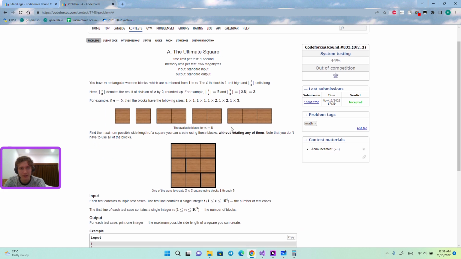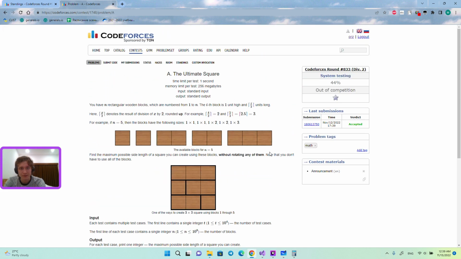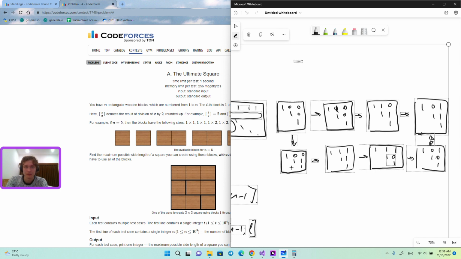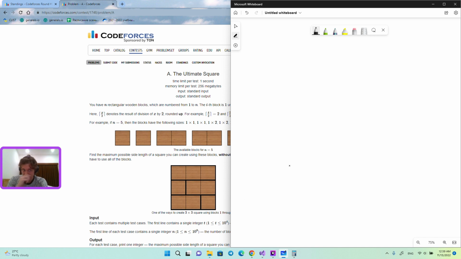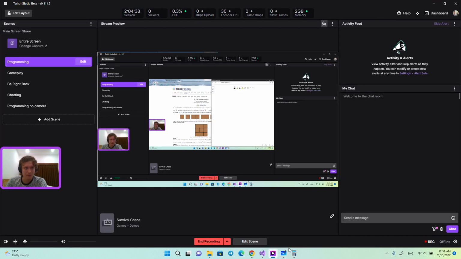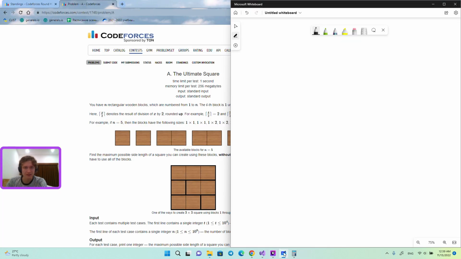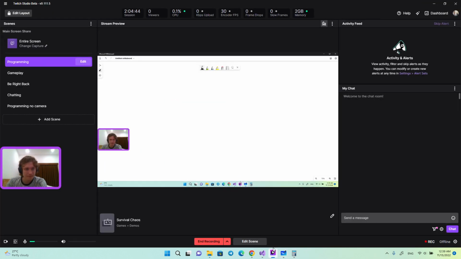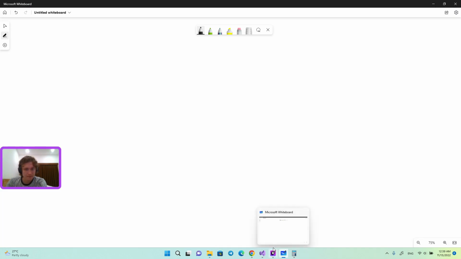Okay, the problem A. You have n rectangular wooden blocks from 1 to n. Where is my face? Ah, it's right here. Okay, let's just ignore this part of the screen.